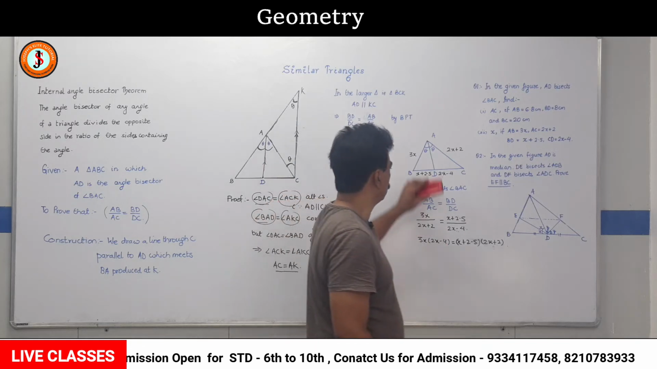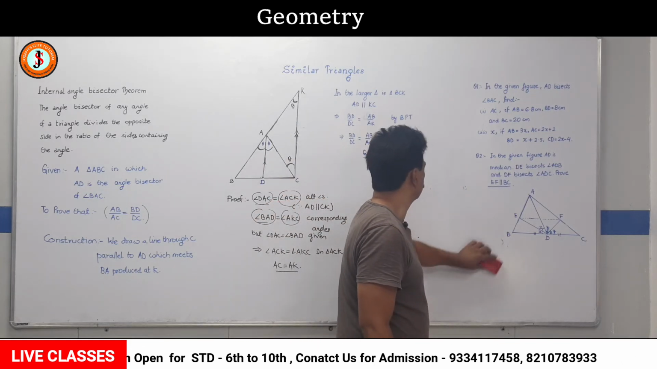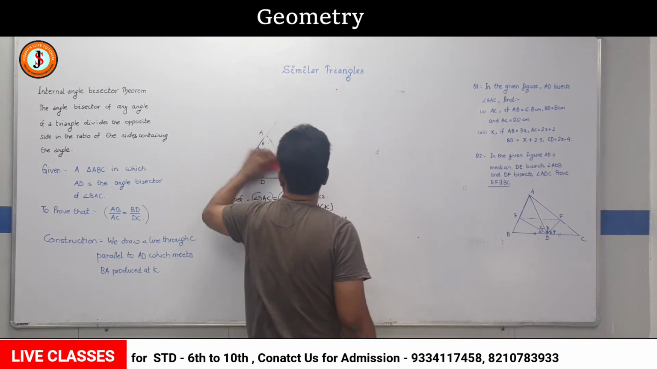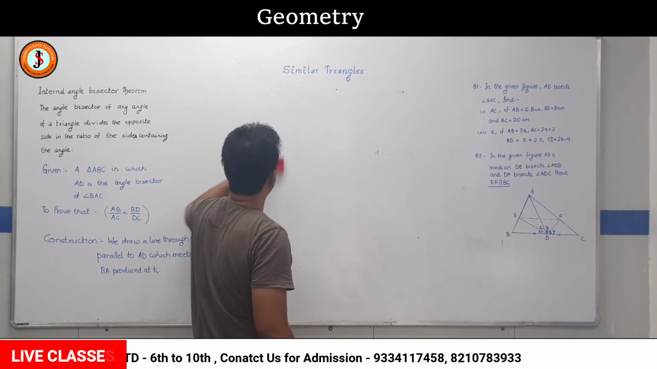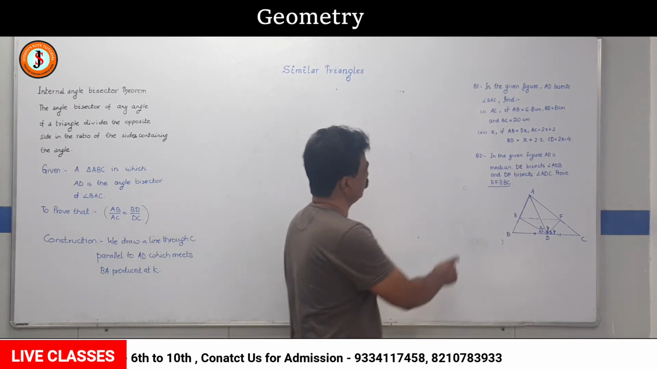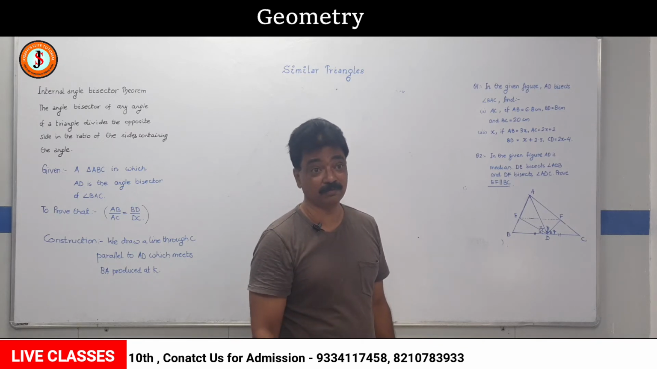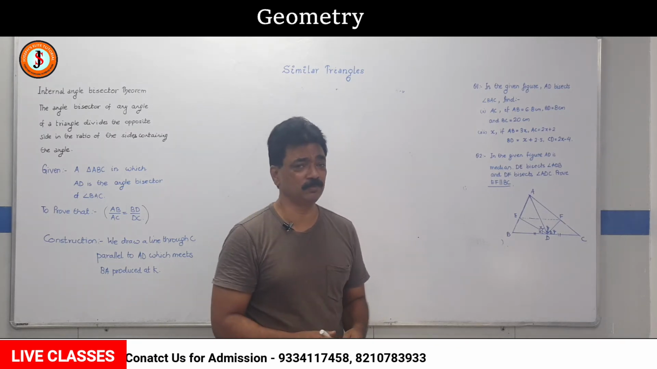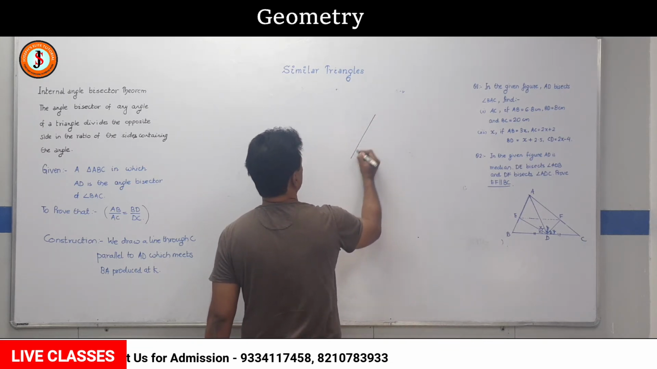Now the other question which I would like to solve is this one. So I am rubbing the board to get the board space, because this will take time and explanation. Now this question everybody should do, because it is a combination of all the three, the BPT, the converse of BPT, most probably the angle bisector and the converse of BPT. Have a look. They have given a triangle ABC.